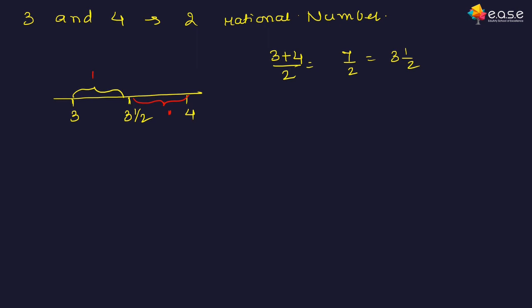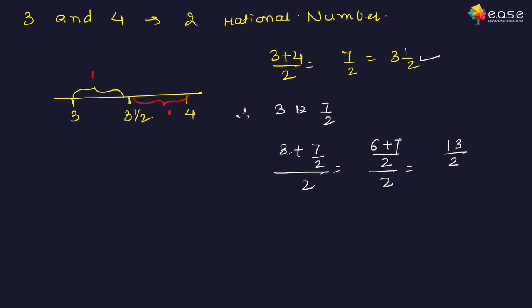Therefore, now this is one number you found. Let us take one number between 3 and 3 and a half, or 3 and 7 by 2. So we can say 3 plus 7 by 2 divided by 2, that is equal to 6 plus 7 by 2 divided by 2, which is 13 divided by 2 divided by 2, that is equal to 13 by 4. So this was one number, and 13 by 4 is another number.